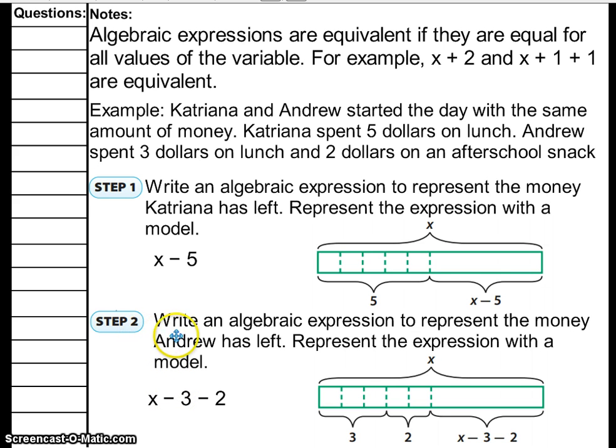Step 2, we need to write an algebraic expression for Andrew and what he has left over. So again, whatever he started off with minus the $3 that he spent for lunch, and then minus the $2 that he spent for the after-school snack. So here our bar model represents that.